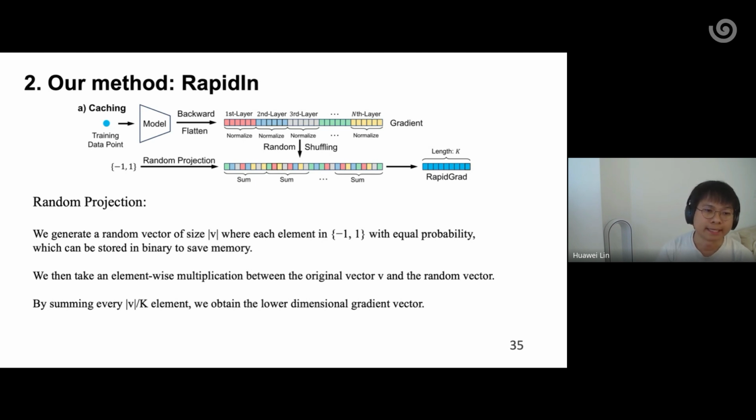And then we can take an element-wise multiplication between the original vector v and the random vector, and then sum it up over every v over k elements, and then we can obtain the lower dimension gradient vector with length k. And this is all the caching stage: how we compress the vector to a lower dimension.